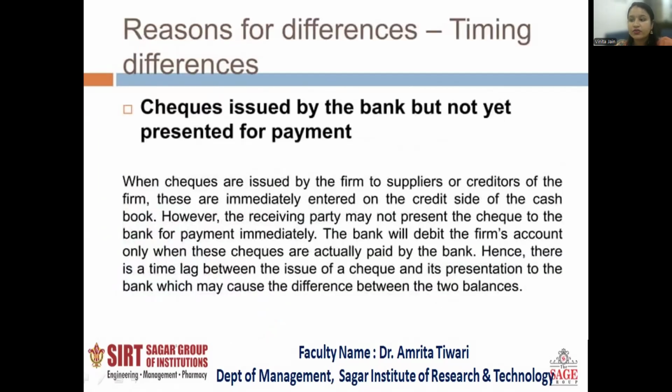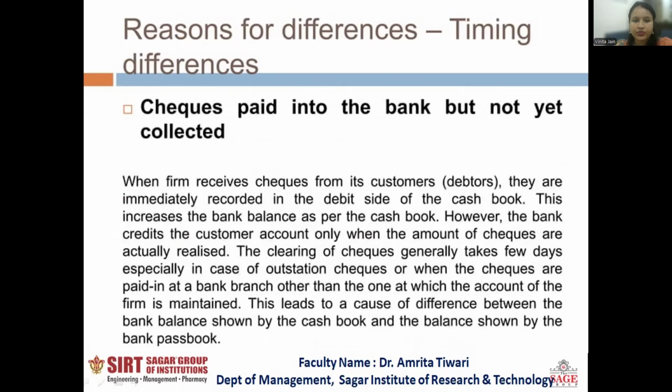Reasons for timing differences. Cheques issued by the firm but not yet presented for payment. When a cheque is issued to suppliers, it is immediately entered on the credit side of the cash book. However, the receiving party may not present the cheque to the bank for payment immediately. The bank will debit the firm's account only when these cheques are actually paid, and hence there is a time lag between the issue of the cheque and its presentation to the bank, and a difference between the two balances.